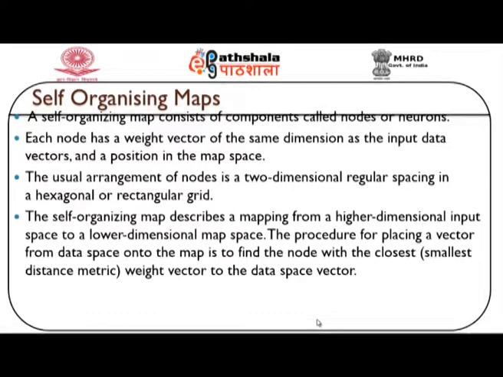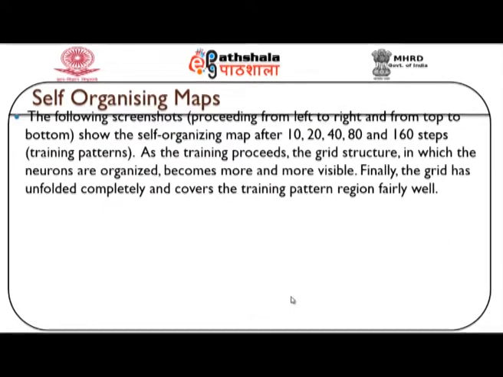the input space. A SOM consists of components called nodes or neurons. Each node has a weight vector of the same dimension as the input data vector and a position in the map space. The usual arrangement of nodes is a two-dimensional rectangular spacing in a hexagonal or rectangular grid. Self-organizing map describes a mapping from higher dimensional input space to a lower dimensional map space. The procedure for placing a vector from data space onto the map is to find the node with the closest weight vector to the data space vector.